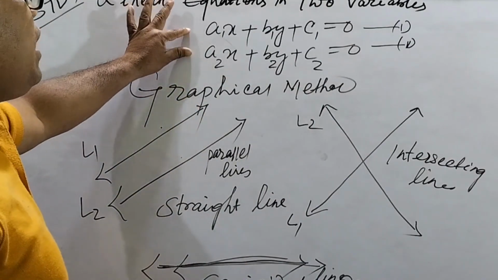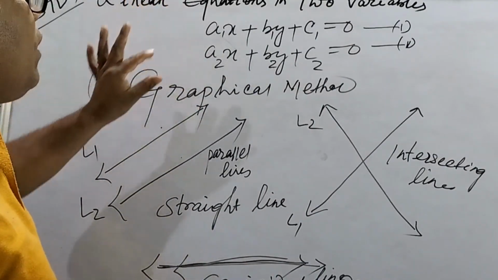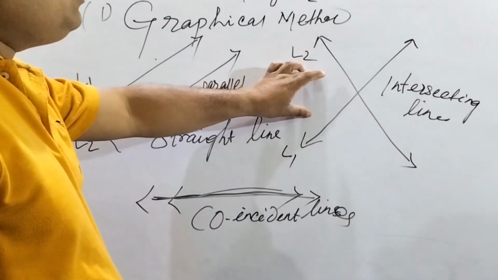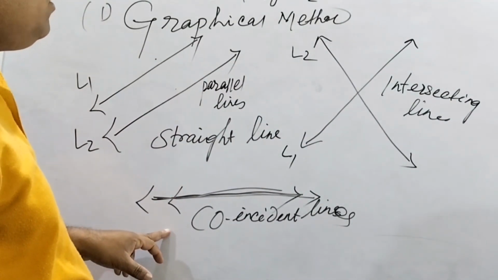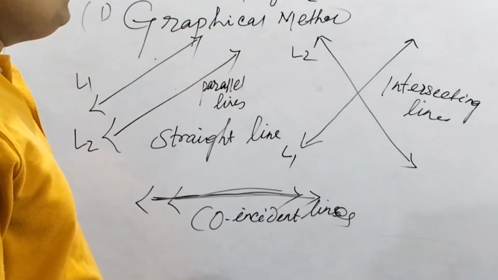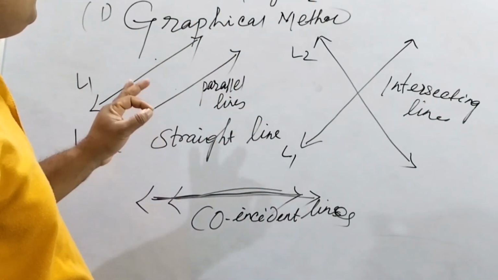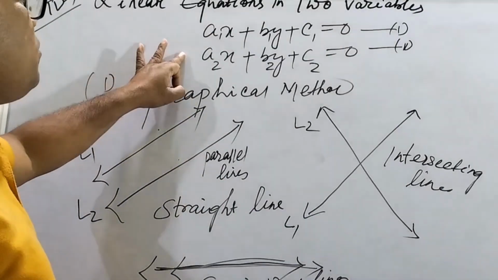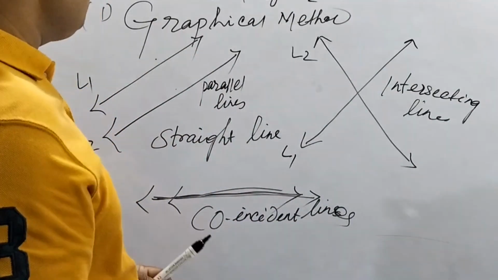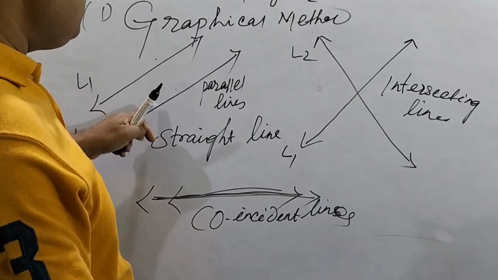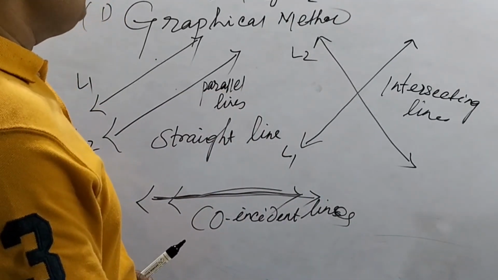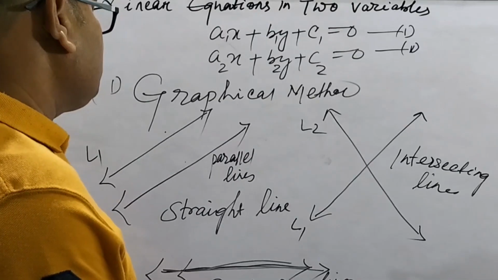If you draw two lines for these two equations, you will find the lines may be parallel, the lines may be intersecting, or the lines may be coincident lines. So from these three conditions, we have to find out the solution of the system of linear equations. In this case, we'll discuss very briefly. If the lines are parallel, or coincident, or intersecting, then how many solutions will you get?